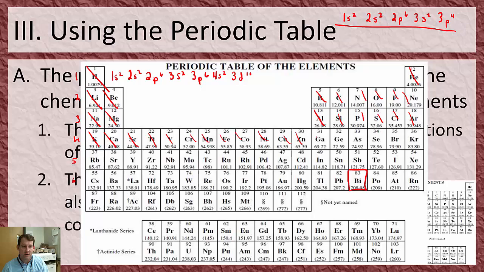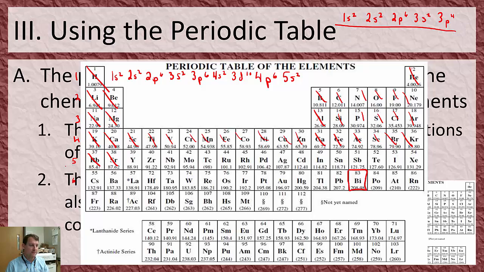Then I pop over to here and I'm like, okay, so those were 3p's here. This must be 4p's. So 1, 2, 3, 4, 5, 6. 4p6. I just keep doing this until I get there. I jump down here and I say, oh, what's next is fifth energy level, s electrons. 2 of them. 5s2.